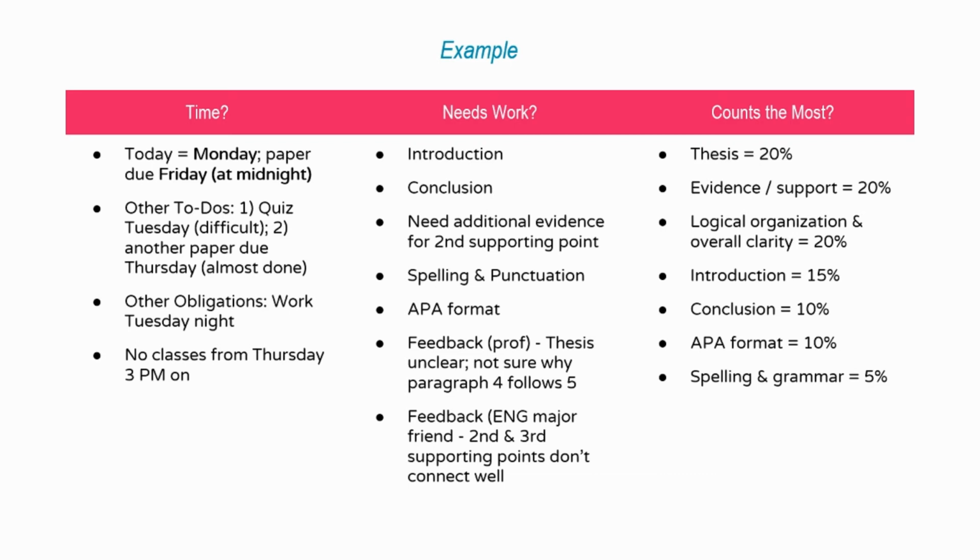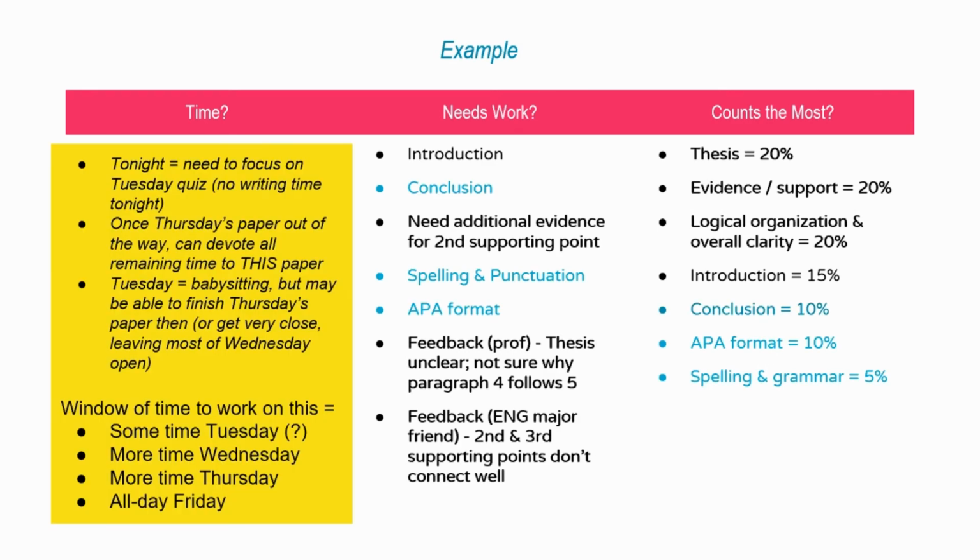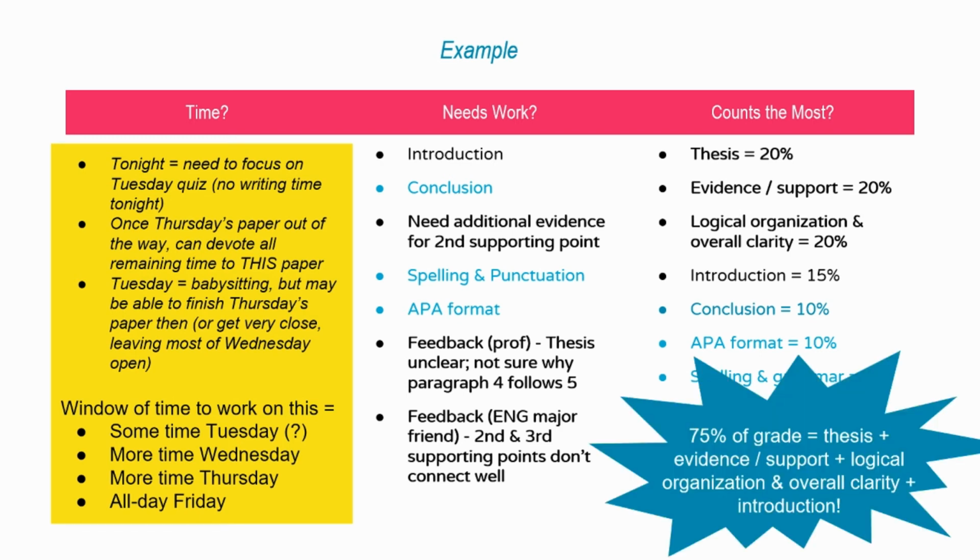Now I know I need to work on my introduction, my conclusion, evidence, spelling and punctuation, APA format, my unclear thesis, which is feedback that my professor gave me, and my supporting points. But my thesis, evidence, and organization, all worth 20%, count the most toward my grade, and spelling and grammar is only worth 5%. Therefore, I have some time to work on Tuesday, Wednesday, Thursday, and all day on Friday. I've determined that I need to work on my thesis, evidence, and organization because that is worth 75% of my grade, which is a huge chunk.